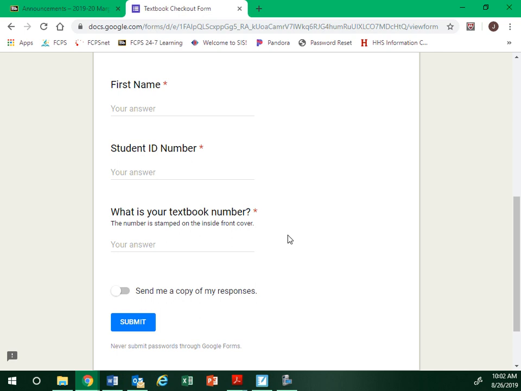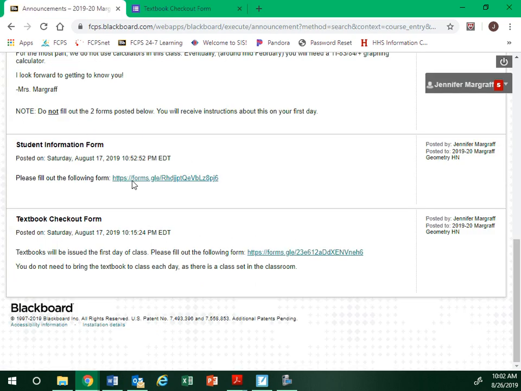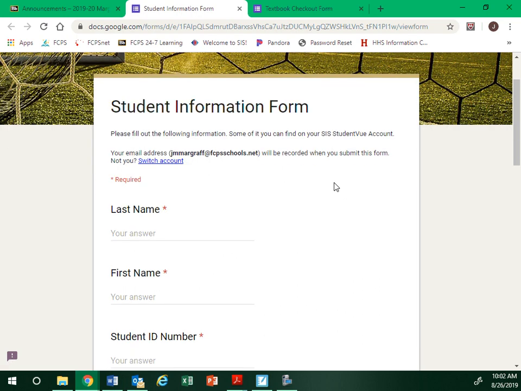It's just an easier way for me to collect all that information, because at the end of the year, you'll turn back in your textbook and have to check off on it. And then you'll also fill out the student information form. I used to have people fill it out on paper, but since we all get laptops tomorrow, woohoo! You can just do it on your phone too, but you guys get laptops tomorrow during TA. So between now and next class, just make sure you fill out these two forms.